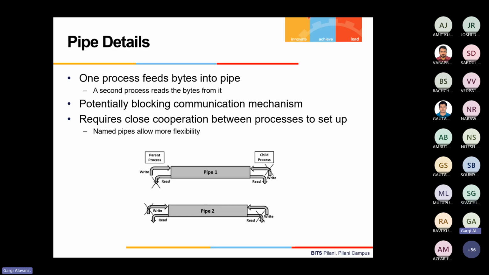So what happens, as you mentioned, is one process feeds bytes into the pipe. The second process may read the bytes. If you are doing it the other way, you cannot do it. You cannot have the same pipe read and write, reading from the sender and writing to the client or child process. So you need a separate pipe for different directions of communication.